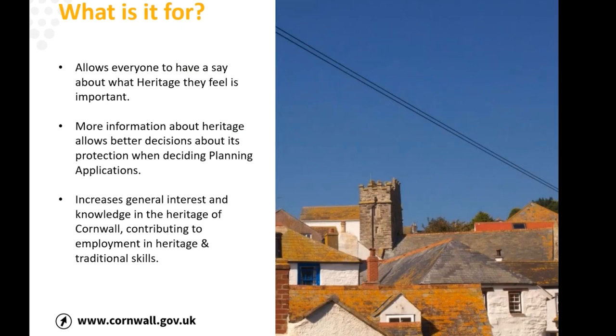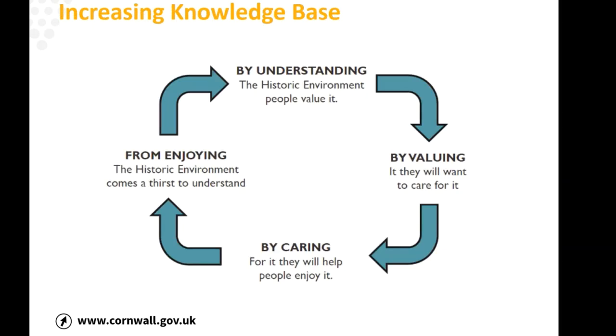I think one of the questions that's probably going to be on your minds is, essentially, what's it for? Is it just about planning? Is it just about understanding the historic environment? And essentially, it's about both, really. It's about encouraging people in Cornwall to have a say about what they feel is important. And it's about being able to make better decisions about managing heritage, whether that's looking at conservation area appraisals or planning applications. Also, it really increases interest in the historic environment. And that's one of the key things.